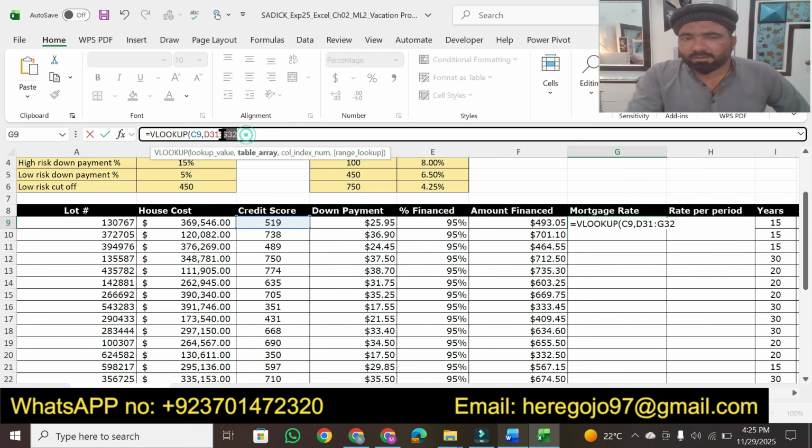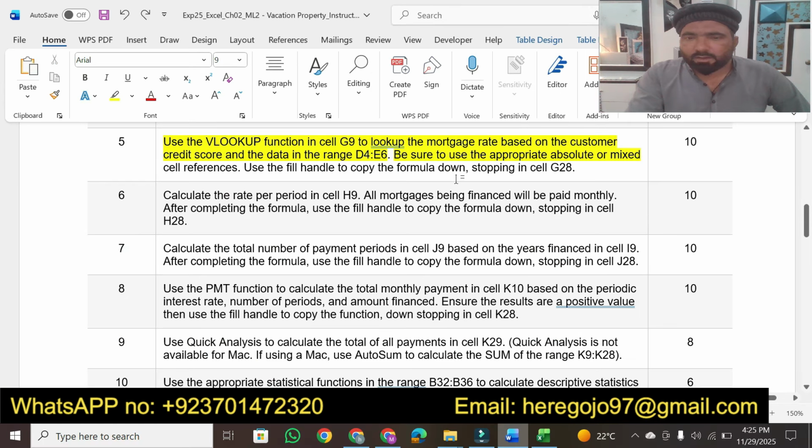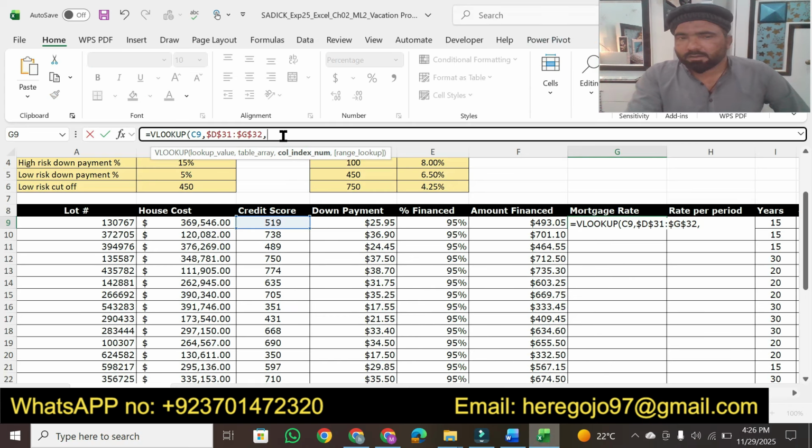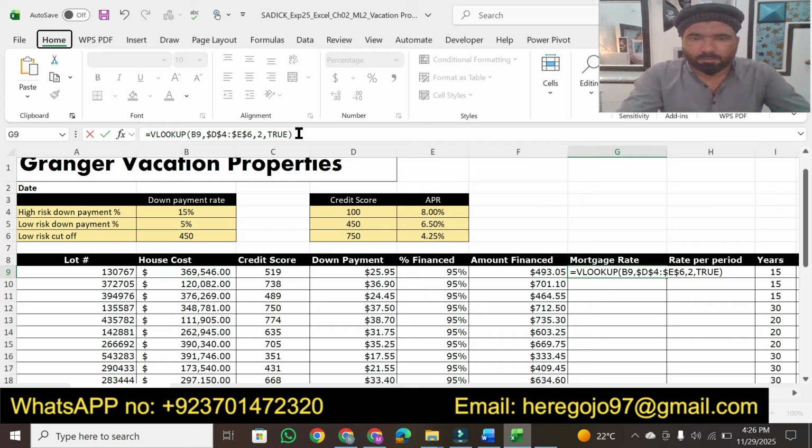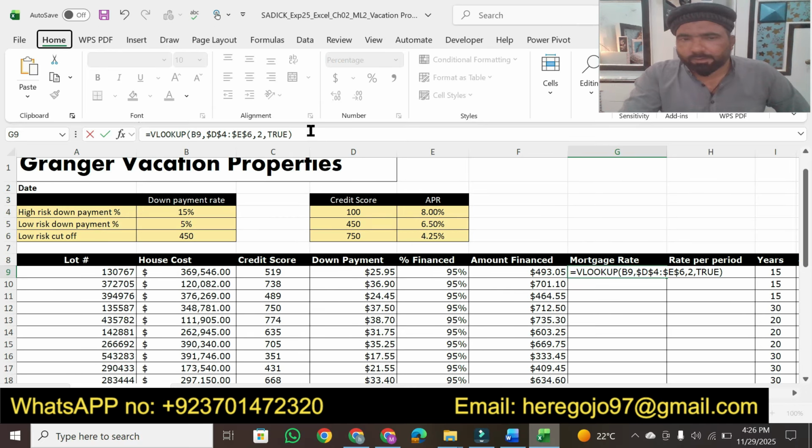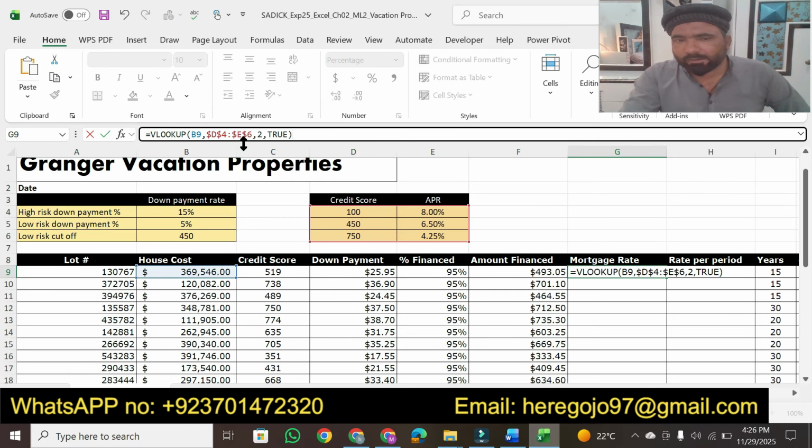Then we have to make that absolute. Okay. Then be sure to use a pure, absolute or mixed cell reference. Use a fill handle to copy. Now we have to give that the values. Okay, so after entering the values, now we have to select this range.